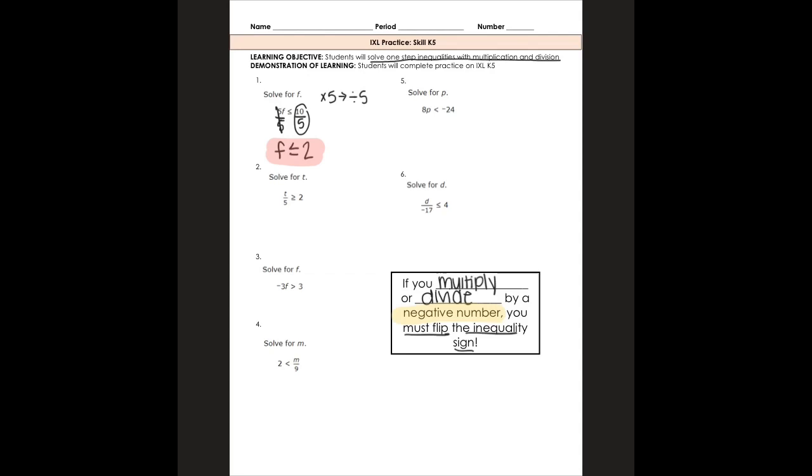Number 2, it says solve for t. I need t to be all by itself, but right now t is divided by 5. So the opposite of divide by 5 is multiply by 5. So on both sides, I'm going to multiply by 5. 5 divided by 5 cancels out, and I get t is greater than or equal to 2 times 5, which is 10. Since the letter is all by itself, that is our final answer.